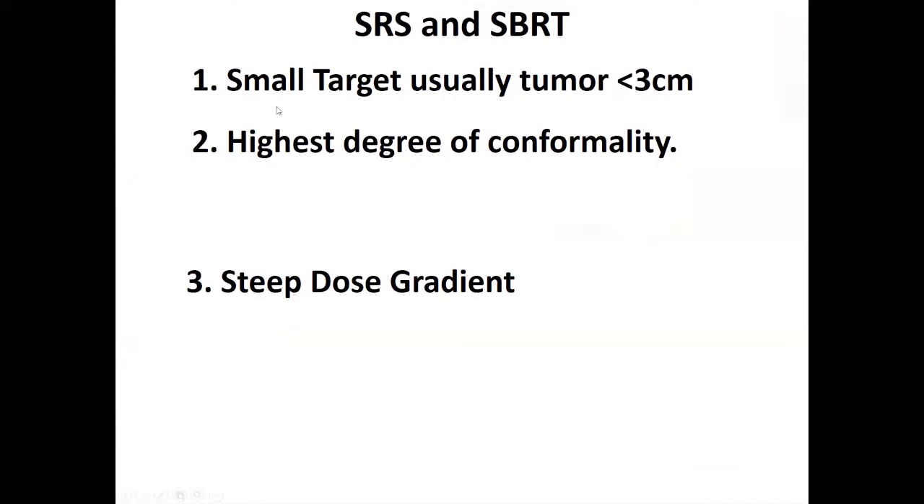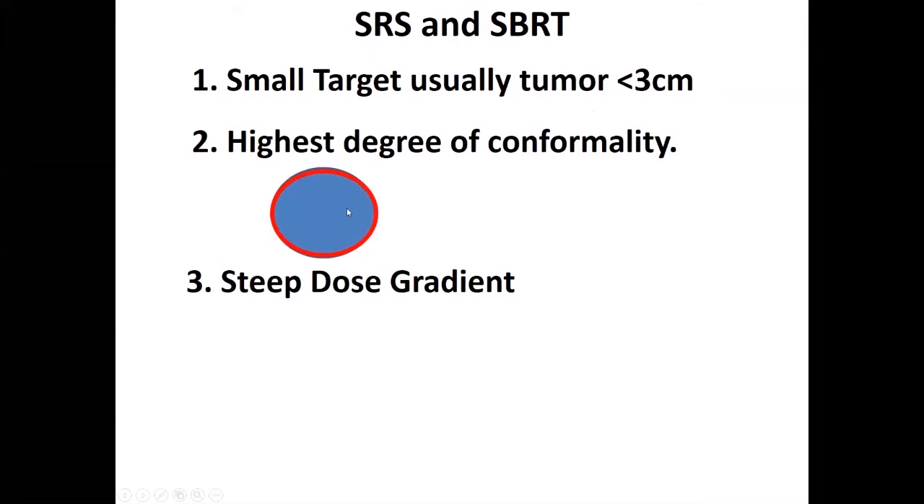These criteria are that there should be a small target for non-fractionated radiotherapy, and ideally it has been recommended for a tumor less than 3 centimeter in size. Then second, there should be the highest degree of conformality. So what does it mean? It means that if you have a spherical tumor, then your high dose cloud should tightly envelop this spherical tumor. So you should have the highest degree of conformality.